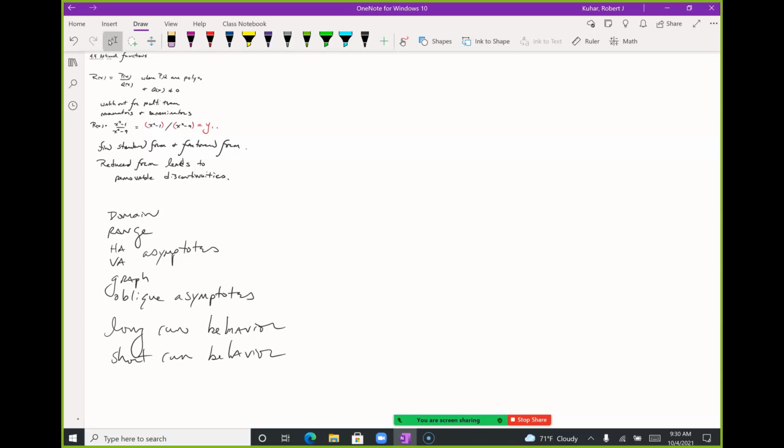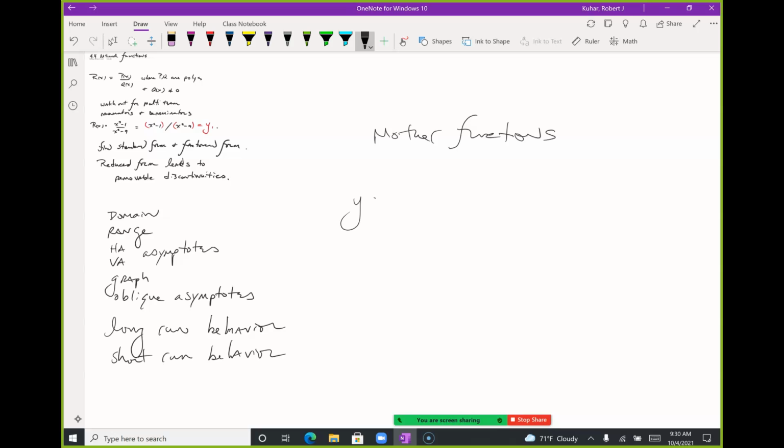And then vertical asymptotes, horizontal asymptotes, long-run behavior, short-run behavior. You're going to see all of that. I need to remind us of a couple of mother functions that are important because I'm going to really see these mother functions happening in the short-run behavior piece.